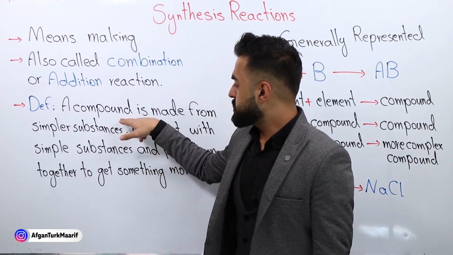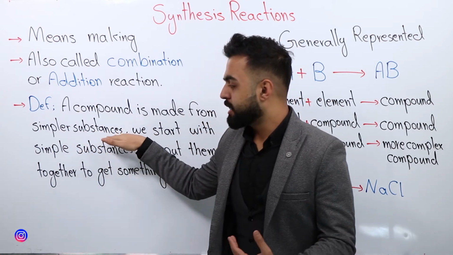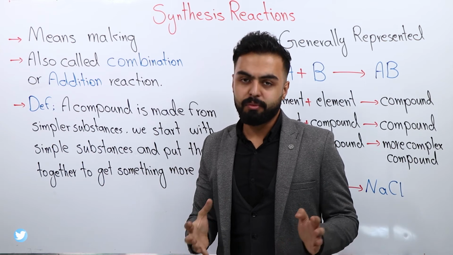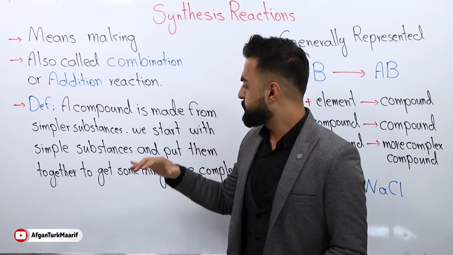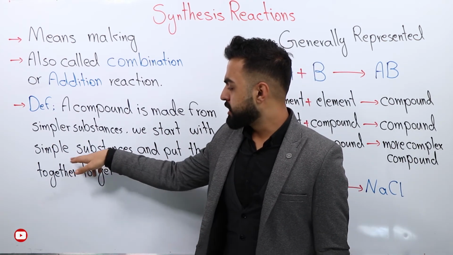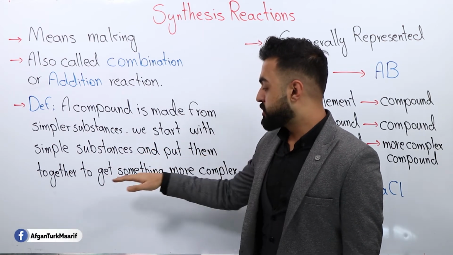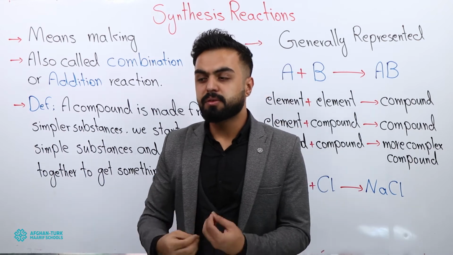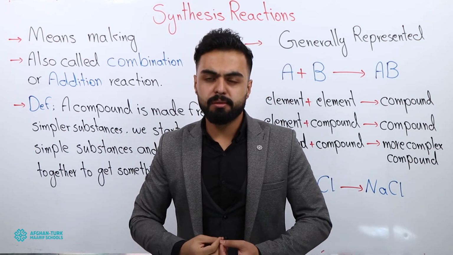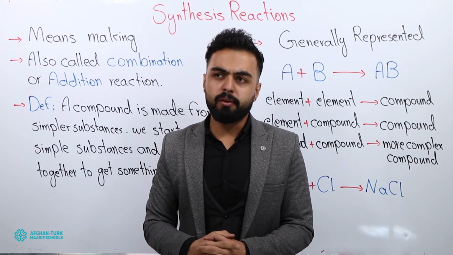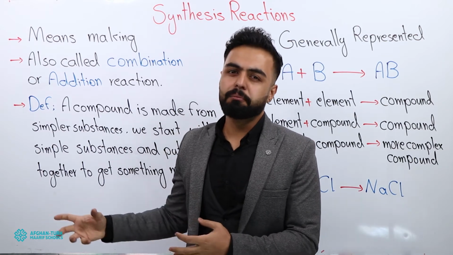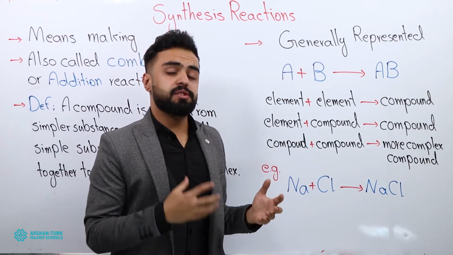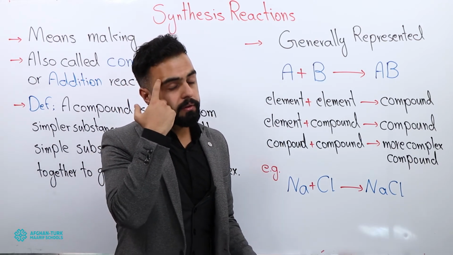A compound is made from simpler substances. In this reaction, we make a compound which is made from simpler substances. We start with simple substances and put them together to get a more complex one. So there are 2 simple substances, or more than 2, and we put them together and we make a more complex compound.